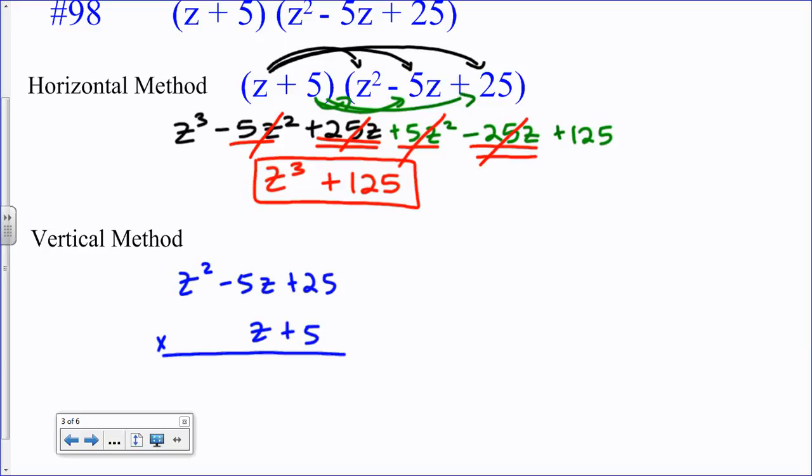Alright, the process is the same as when you learned these with just integers. However, there's no carrying. You're not going to carry the numbers. So when you do 5 times 25, you're just going to write 125. You're not going to just put 5 and try to carry 12 or anything like that. Okay? And then you'll do 5 times negative 5z. And 5 times z squared.